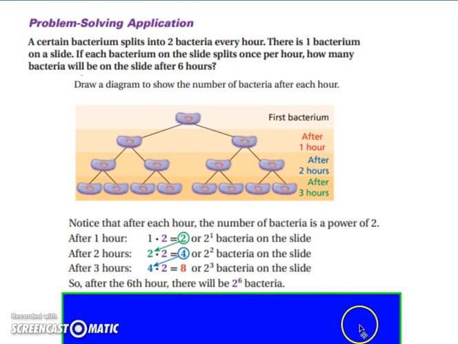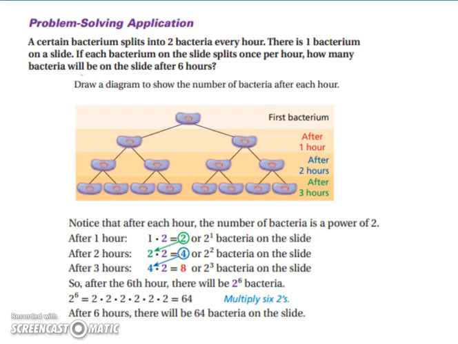So 2 to the 6th is simply 2 6 times, which gives you 64. So after 6 hours, there will be 64 bacteria on the slide. And that ends our lesson on powers and exponents.